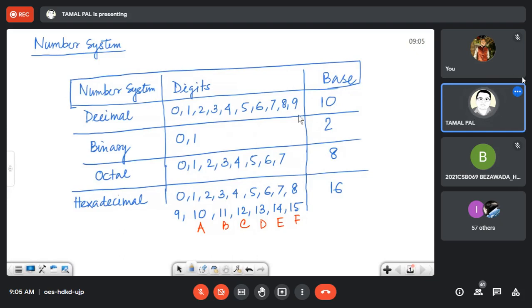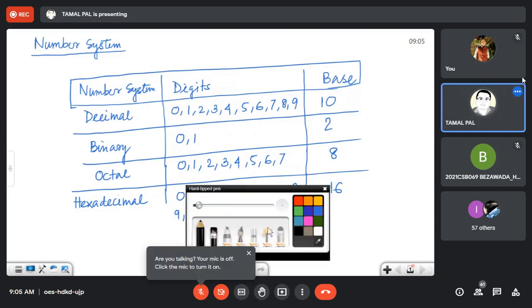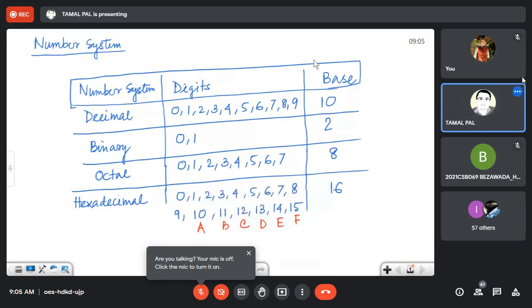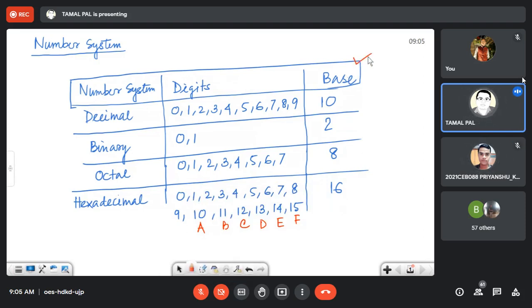A means 10, B means 11, C means 12, D means 13, E means 14, and F means 15. Now, from this table, can you tell me what is base? If I ask that question, what is base? Sir, number of digits in a number system. Exactly. This is a very popular question.